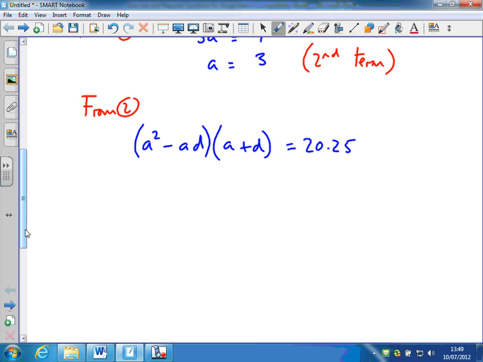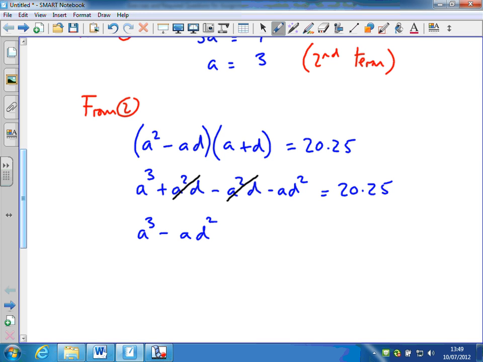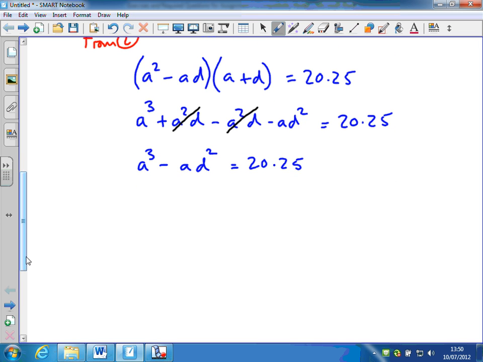So now multiplying this, I get A squared times A is A cubed. A squared times D is plus A squared D. Minus AD times A is minus A squared D. Minus AD times D is minus AD squared equals 20.25. Notice here the plus A squared D and the minus A squared D cancel. So we're left with A cubed minus AD squared equals 20.25. I could take an A outside the bracket. A times A squared minus D squared equals 20.25. But of course we know that A equals 3.